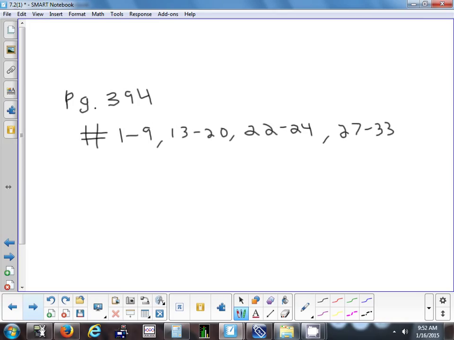All right, so the homework's on 394. 1 to 9, 13 to 20, 20 to 24, and 27 to 33. You can use a calculator for most of it. I don't think you'll need a graphing one, but you will need a scientific one.